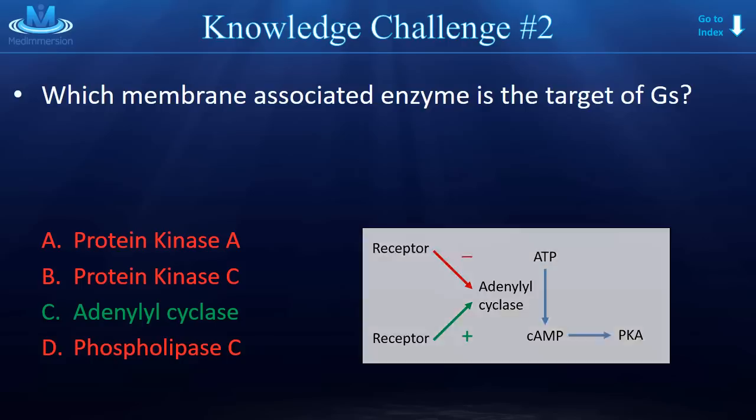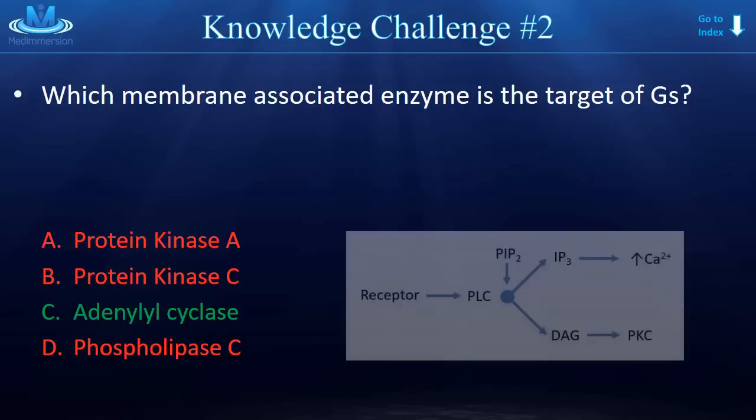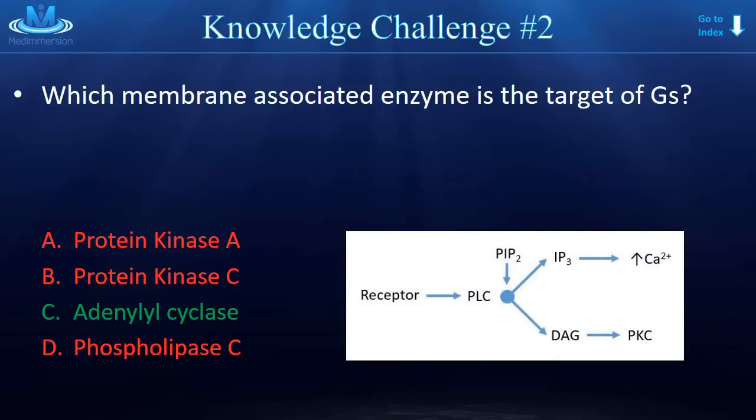Any idea about protein kinase C? Well, that's one of the final steps in the IP3-DAG pathway. How about phospholipase C? Phospholipase C is the target of the Gq protein, and it is a membrane-bound enzyme that cleaves PIP2 into IP3 and DAG. All right, good job.